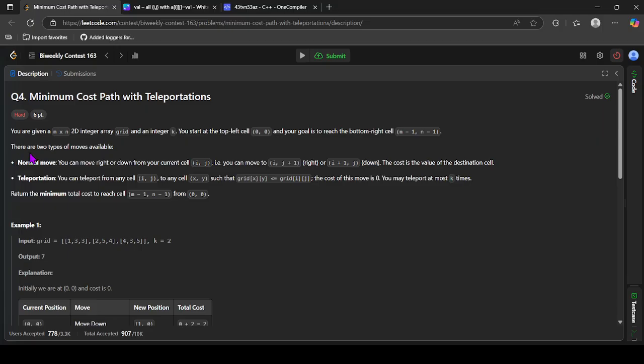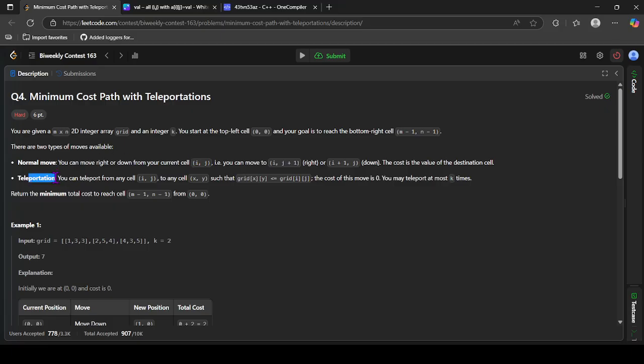There are two types of moves available. The normal move, in which you can move right or down from your current cell. That is, you can move to (i, j plus 1) or (i plus 1, j) from (i, j). The cost is the value of the destination cell. So for example, if we reach (i, j plus 1), the cost is v of (i, j plus 1). If we move to (i plus 1, j), the cost is v of (i plus 1, j).